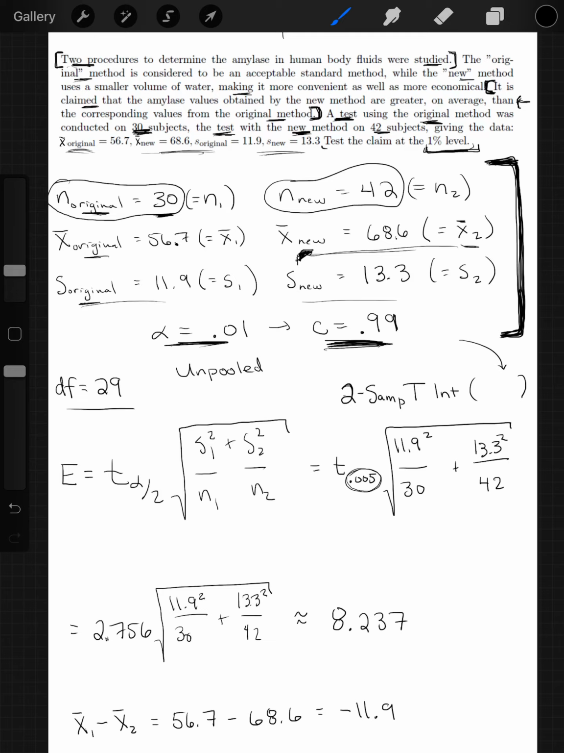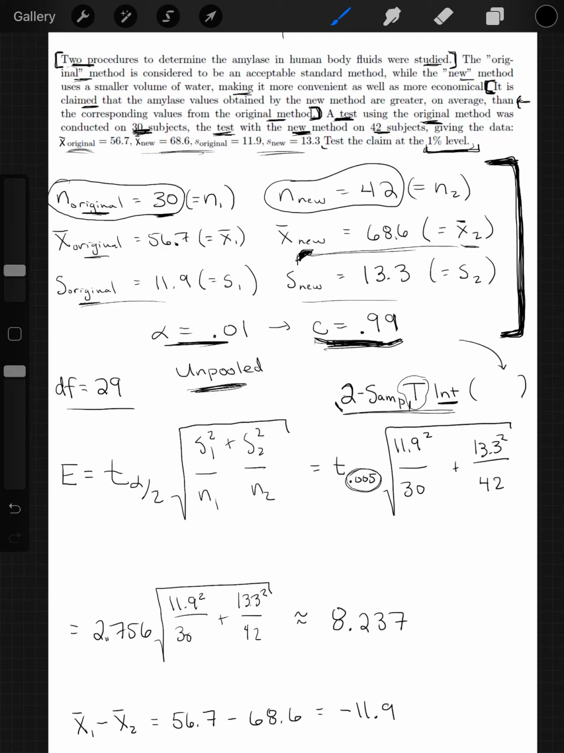The command on a TI looks like 2-sample T interval for this type of confidence interval. Each one has a slightly different one. This one is saying that it's a 2-sample mean. This one is saying that we're using t sub alpha over 2. And this just says that we're looking at confidence intervals. And for that, you need n1, x bar 1, s1, n2, x bar 2, s2, and you need your confidence level, C. And you need the fact that it's going to be unpooled.